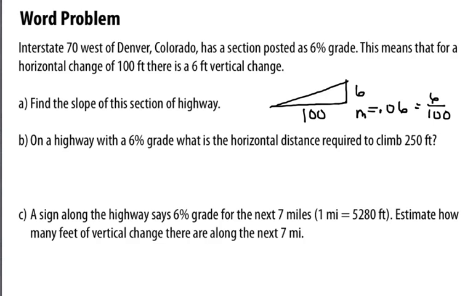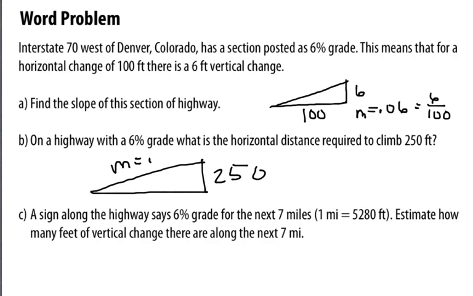I took 250 and then I divided it by 6. And then I just multiplied that by 100. This is what it looks like. I've got 250 feet. I want to rise by 250. I know that the slope of this line is going to be 0.06. And I want to know how far horizontally I have to travel.